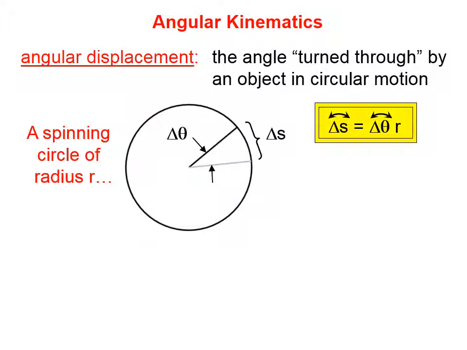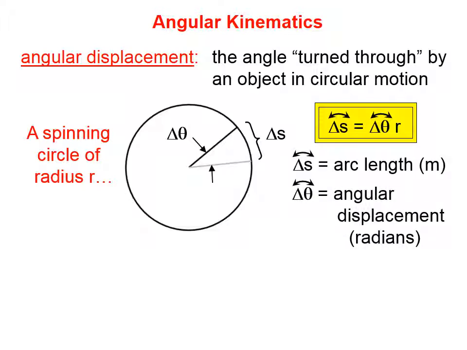Our first equation in angular kinematics is the arc length is equal to the angular displacement times the radius. And this little two-headed arrow is my notation that we have an arc length that is rotating, or an angular displacement that is rotating. Delta s is the arc length, which we measure in meters. Delta theta is the angular displacement, which we measure in radians.